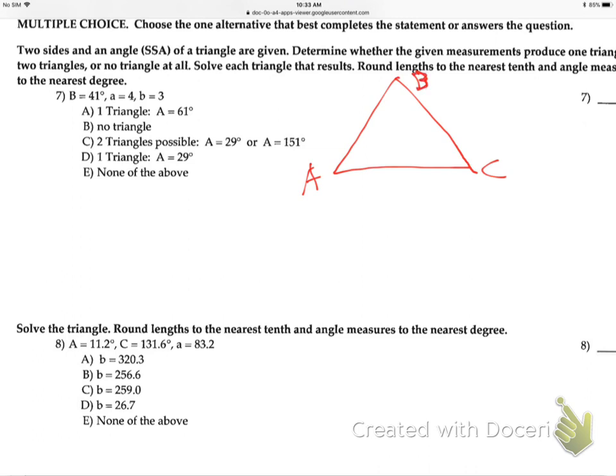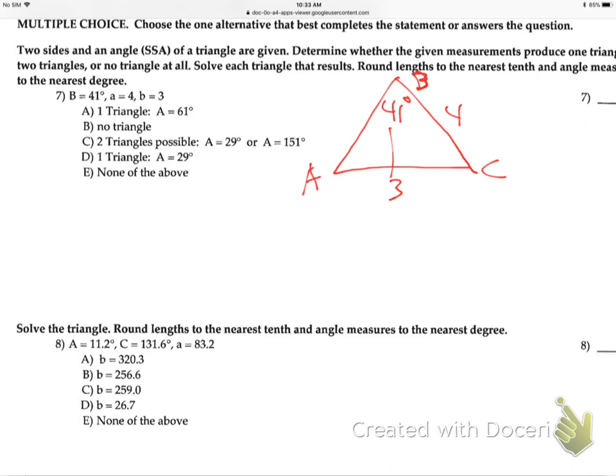And they're saying B is 41 degrees. Little a is 4. Little b is 3. So, all right, we're supposed to figure... Can we do law of sines? Yes, we can. Law of sines. It's because we have a pair. We have an angle-side pair. Whenever you have a pair, jump into law of sines.